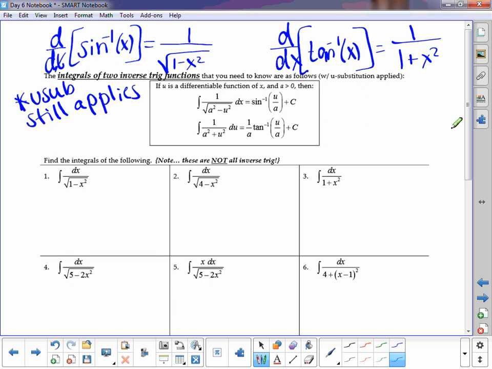Okay, so if I take a look at my first problem here, does that look similar to either of these? Which one?